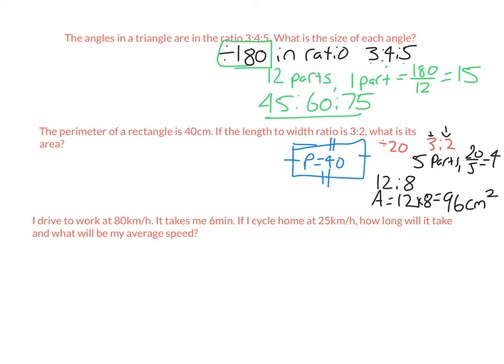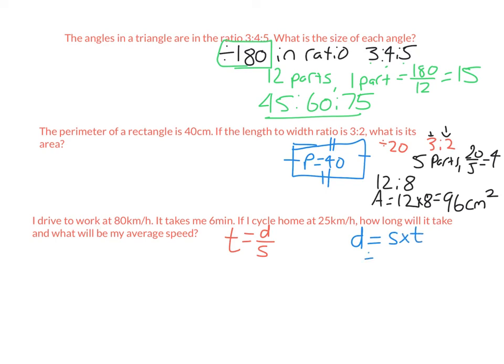So firstly, if I want to figure out how long it will take me to ride home, I'm looking for the time. Time equals distance over speed. I first need to find the distance. I already know the speed, 25 kilometers per hour. So what is the distance to work? If it takes me 6 minutes at 80 kilometers per hour, I'm going to first find the distance by using distance equals speed times time.